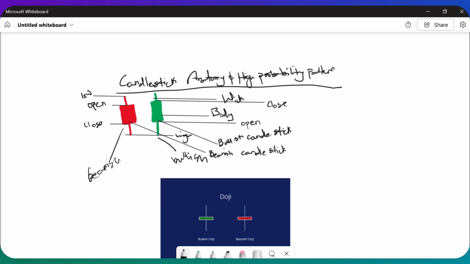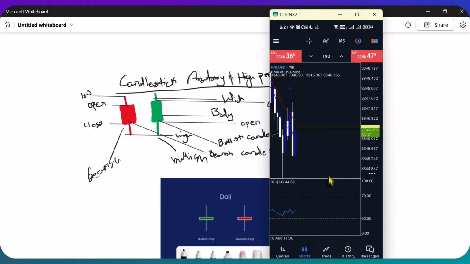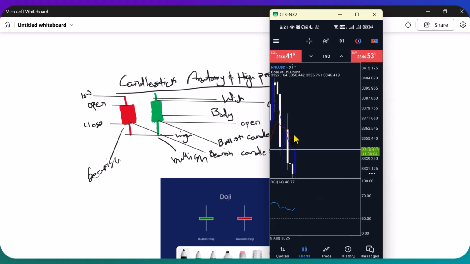Let me show you an example of how candlesticks look. So on the mobile, you can see that this is how candlesticks look. As you can see, let me go to the daily time frame. This blue represents the green, bullish candlestick, and this one represents the red, bearish candlesticks.